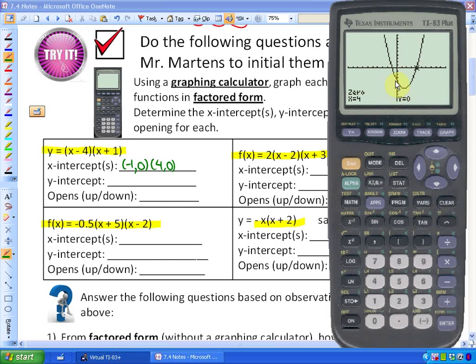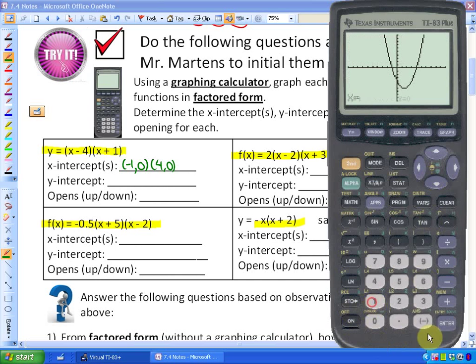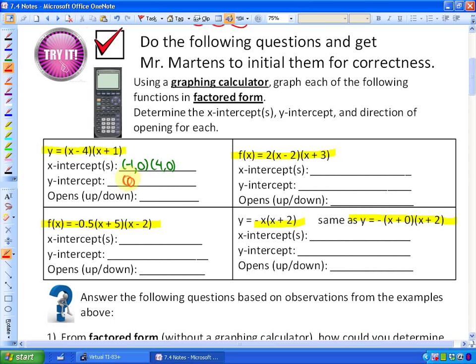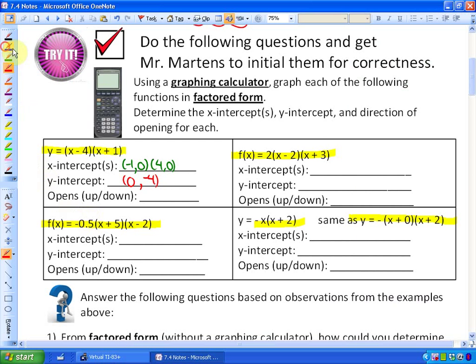Next, the y-intercept is here, but the way we can do that is just go and calculate a value. And you can look again in your 7.1 and 7.2 graphing calculator lesson for this if you'd like to. So second, calculate a value, and we're going to calculate the value when x is 0. That gives you a y value of negative 4. So our y-intercept here is 0 and negative 4. And as you can see, this function opens up.